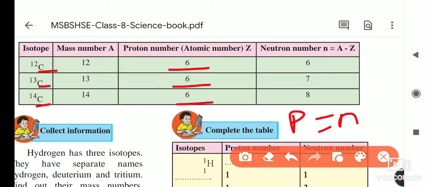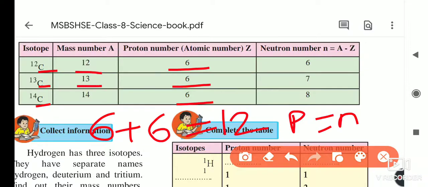Now if you see here, this is carbon. As per my definition, the mass number is equal to protons plus neutrons. So how many protons are there? 6 protons. How many neutrons are there? 6 neutrons. So in total how many are there? 12. So every place I want 12, 12, 12 here.